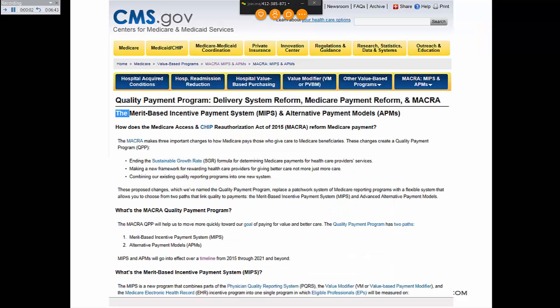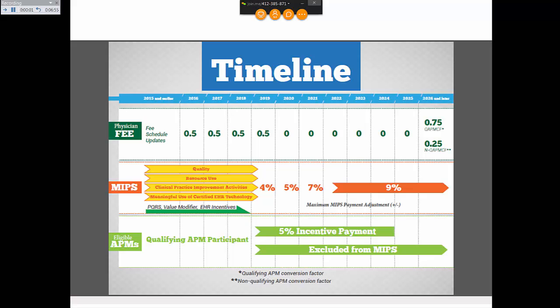Now, having said all that, the introduction of the MIPS and the APM models as part of MACRA has a lot of quality metrics that they want in order to preserve payments. And so when it starts, 2017 is the base collection year for payments that will be effective in 2019. You can see there is going to be an initial 4% cut or a raise of up to 9%. And this goes on till 2022 onwards until changes happen.